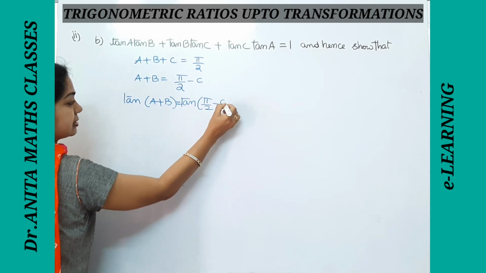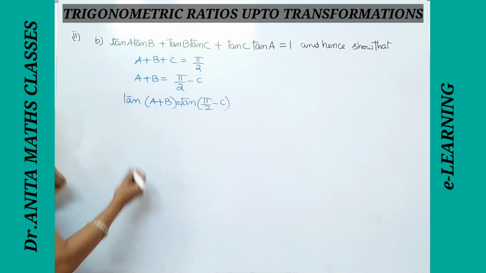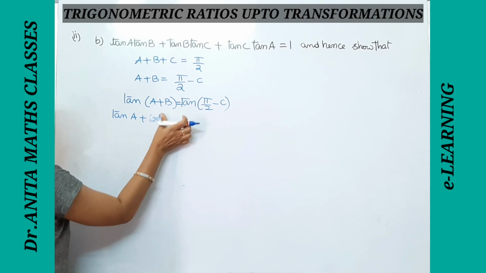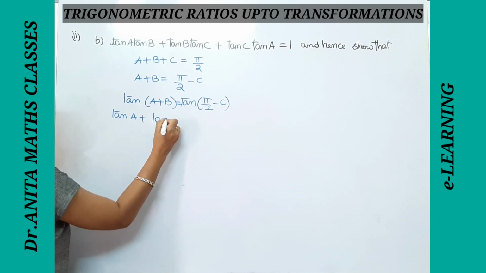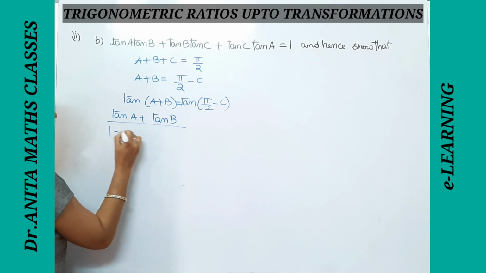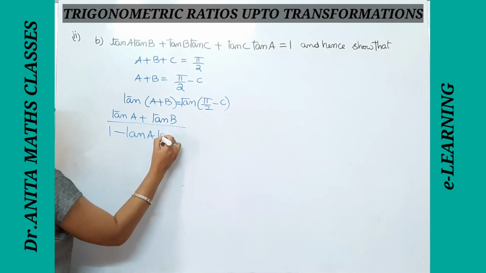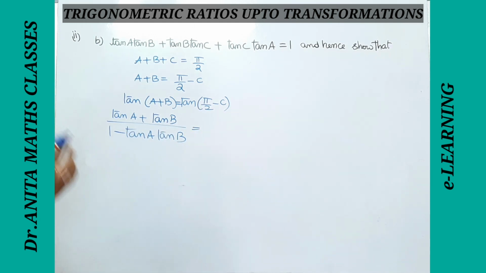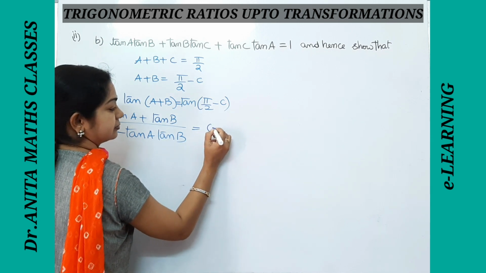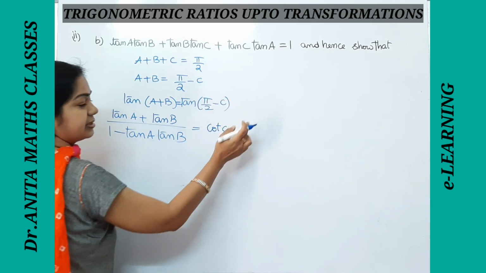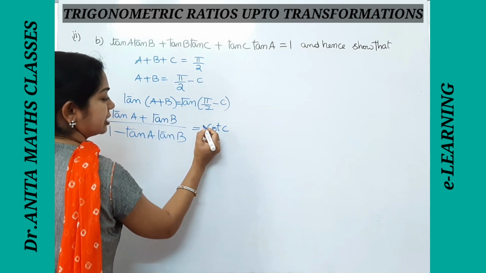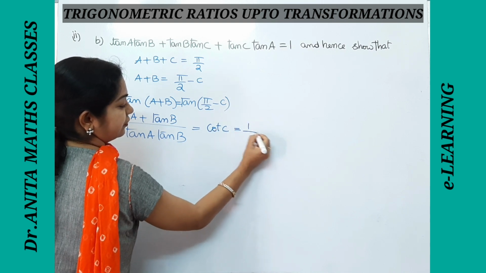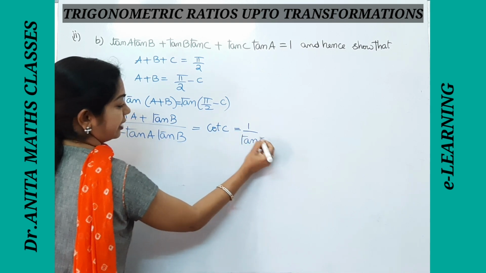90 minus c, right. Now we will expand it with the formula, that is tan a plus tan b by 1 minus tan a tan b equals tan 90 minus c. Tan 90 minus c means cot c, and in the first quadrant tan is positive, so that is positive. Okay. So no need of writing. Again cot c, I can write it in the form of reciprocal, that is 1 upon tan c.